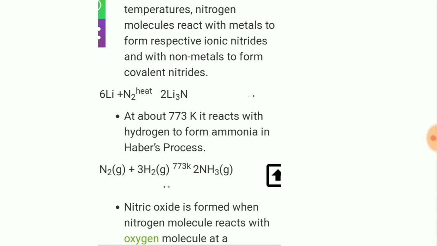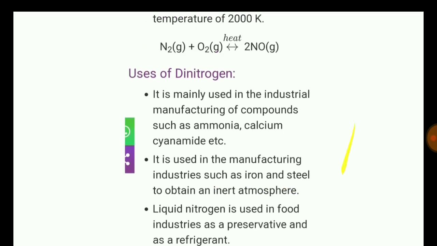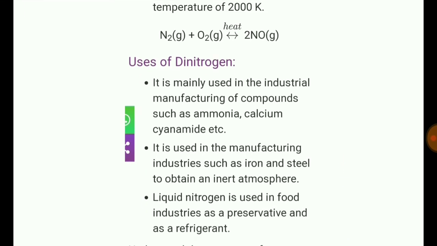Nitric oxide is formed when the nitrogen molecule reacts with the oxygen molecule at a temperature of 2000 Kelvin.